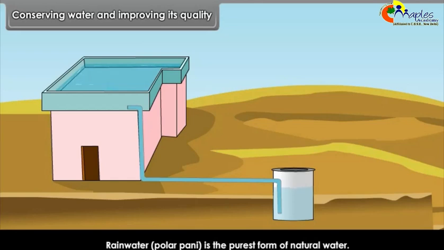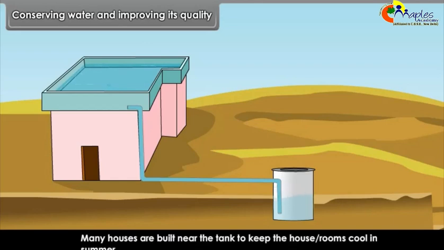Rainwater, paalar paani, is the purest form of natural water. It is often used to cure ailments of sick people. Many houses are built near the tank to keep the house or rooms cool in summer.